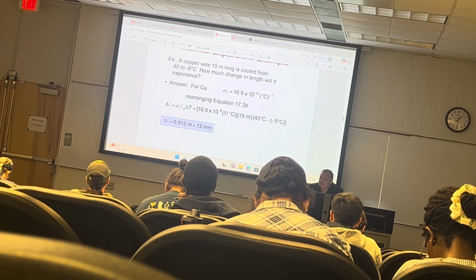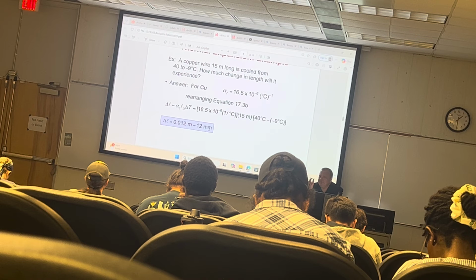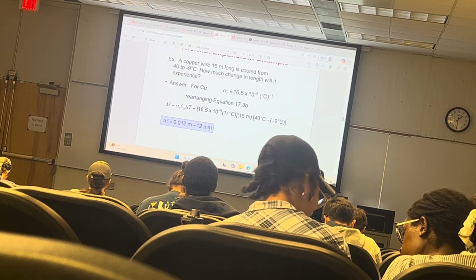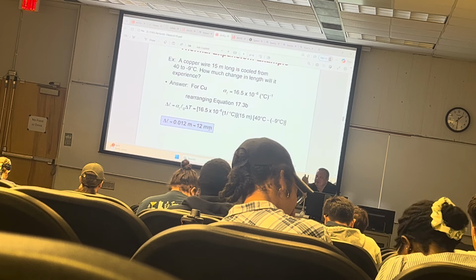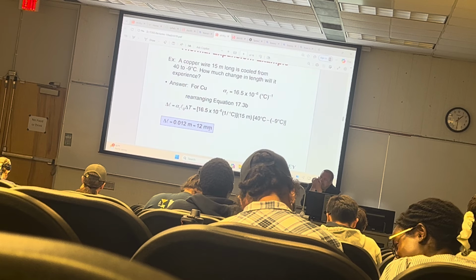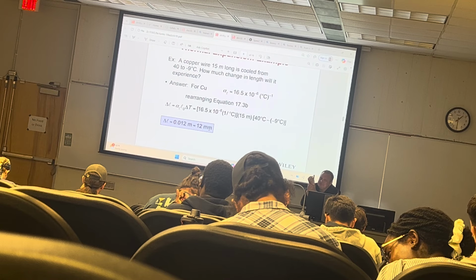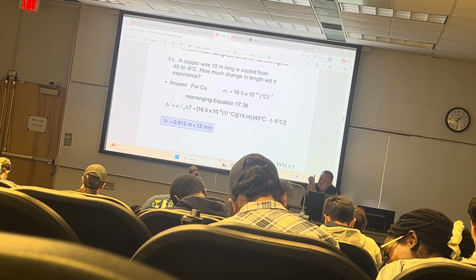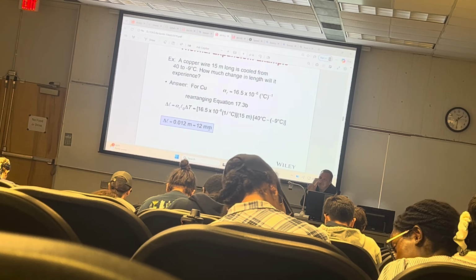12 millimeters, you can see with your naked eye. This is 12 millimeters right here. This is the width of my pinky, 12 millimeters. You will see it with your naked eye.